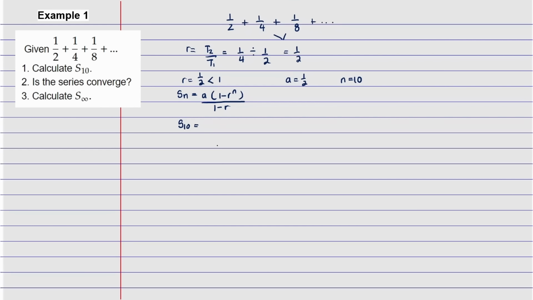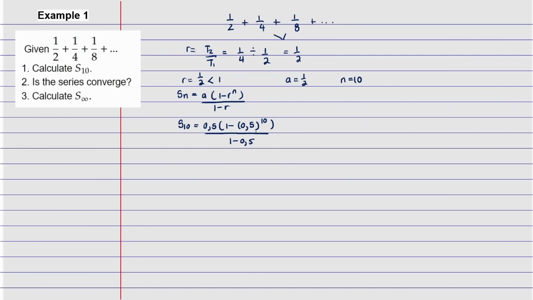It's going to be equal to, I'm going to change it to decimal, so it's going to be 0.5, open bracket 1 minus, open bracket 0.5 to the power 10, right? Then this whole thing is going to be divided by 1 minus 0.5. Then we're going to put that into the calculator. So you're going to say 0.5, open bracket 1 minus, open bracket 0.5 to the power 10, right?